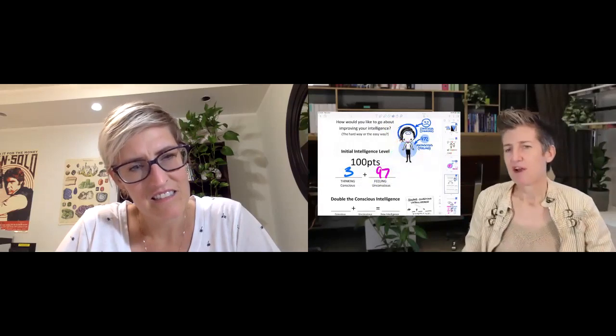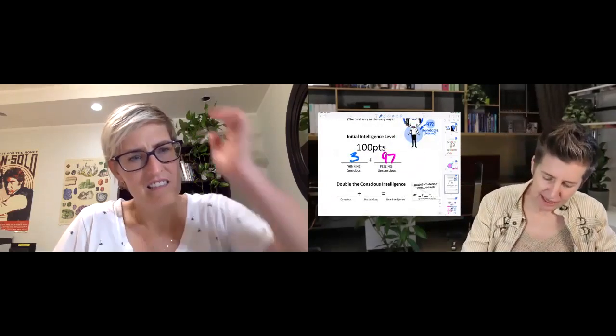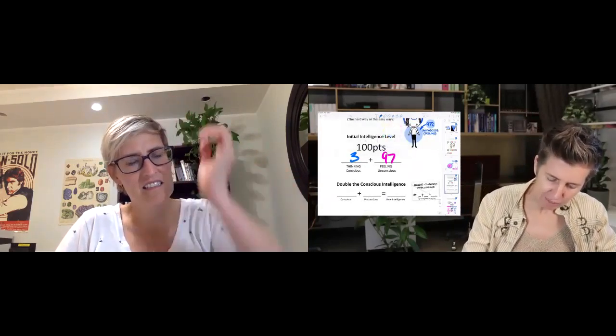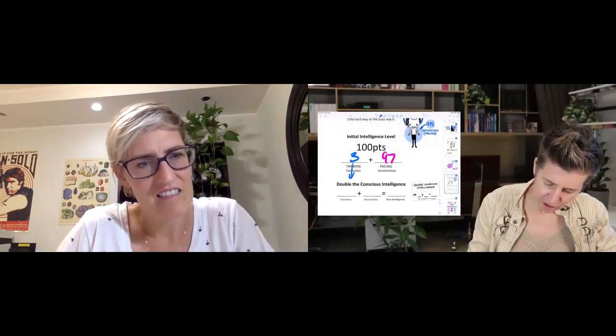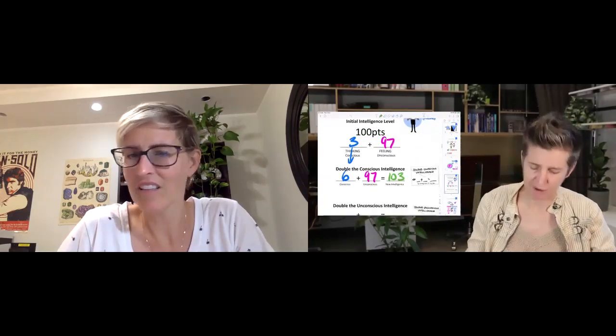So if we were to work with the code and only teach you how to logically think better, and so we were to double your ability to think, then those 3 points would go to 6. The feeling aspect would stay the same, and your new intelligence level would be 103 points. It's sort of okay, but not that impressive.